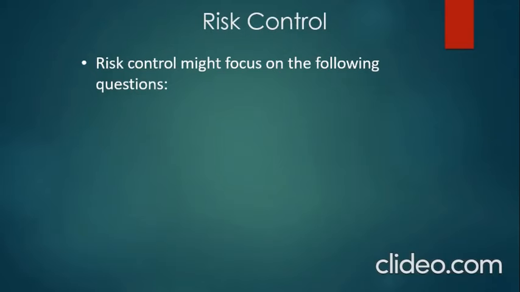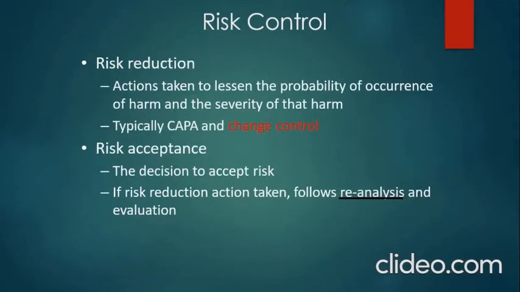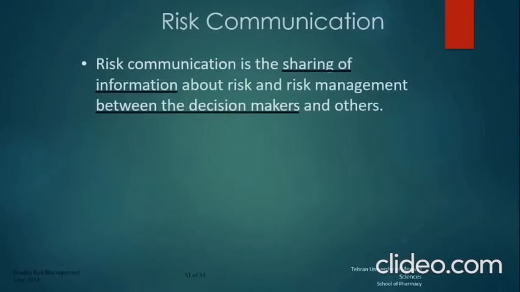Risk reduction: action taken to lessen the probability of occurrence of harm and the severity of the harm. Typically, CAPA and detection controls are required to reduce the risks. Risk acceptance: the decision to accept risks. If risk reduction action is taken, follow with reanalysis and evaluation. Risk communication: risk communication is the sharing of information about risks and risk management between the decision maker and others. Parties can communicate at any stage of the risk management process.